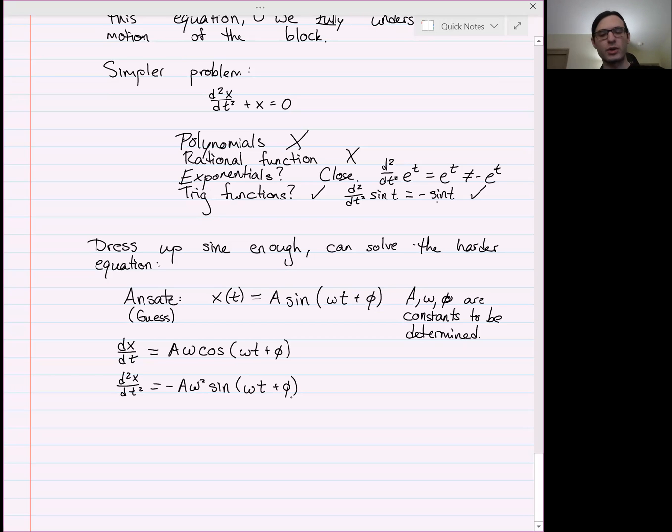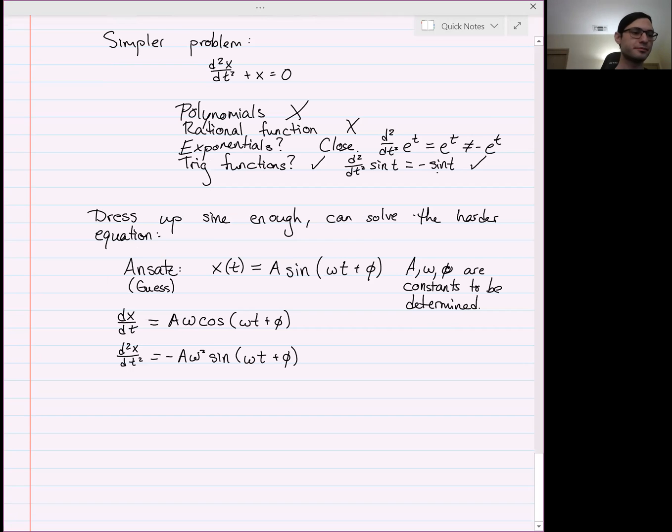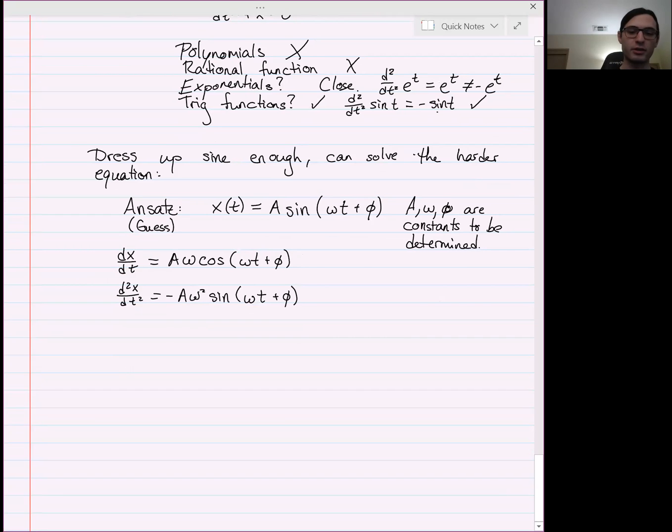By the way, another reason why we're talking about this now is because oscillations are like the first half of 9B, and so you definitely need to know about this stuff. So now let's plug this in and check.